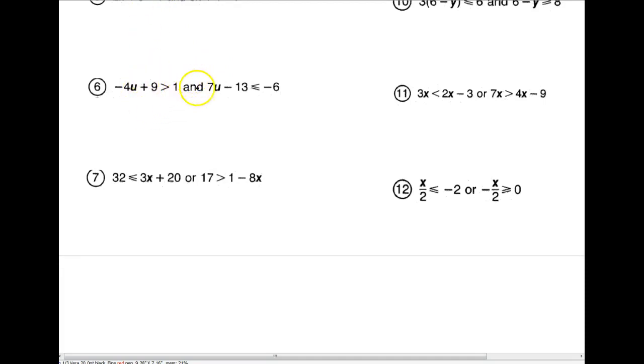So we have inequalities. Now, just solve these independently. So I'm about to subtract 9 because this is positive 9. I'm going to do it to both sides of this inequality, which has nothing to do with other inequalities. You just solve them independently, one at a time. We got -4 times u is greater than -8. And then we divide both sides by -4. So u is going to be positive 2. Negative divided by negative is positive. And we have to switch the sign because we divided by a negative.